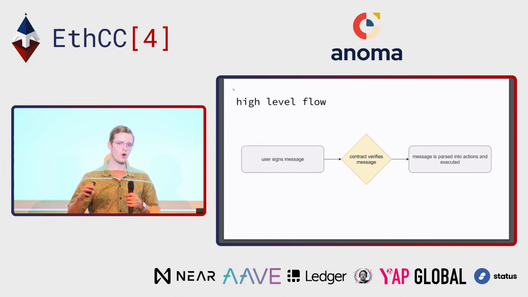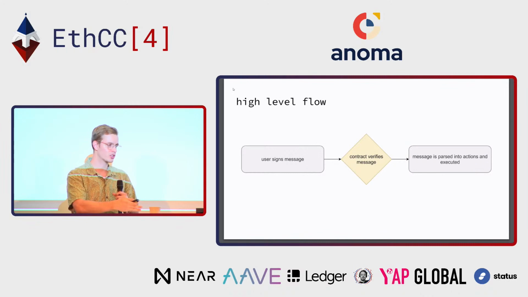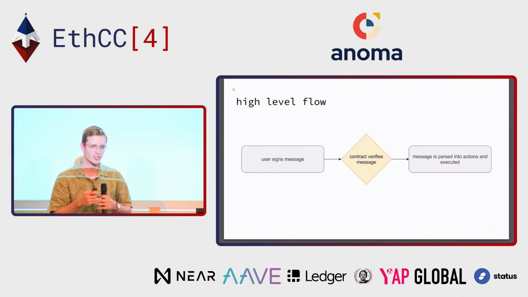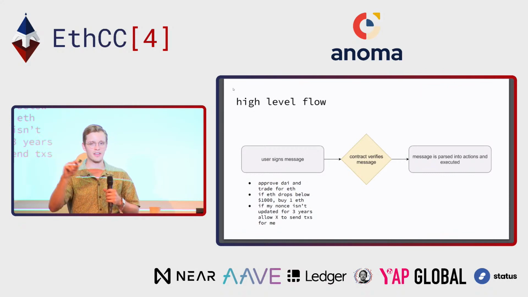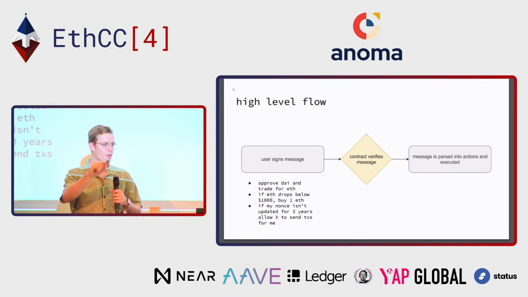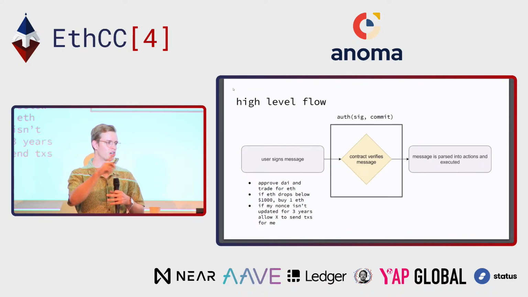So if we look at the high-level flow of how this would work on mainnet, you can think of it as the user might sign a message, they send the message on chain through some mechanism, the contract would then verify the message, the contract would parse the message into actions, and then each of those actions would get executed. A couple examples of 3074 things you might sign: something that says approve DAI and then trade for ETH. Or if ETH drops below 1,000, buy 1 ETH. Or if my nonce hasn't been updated for 3 years, then allow X account to make transactions on my behalf. Any of those things are things that you would sign, it would become part of the commit, and you would send it on chain.